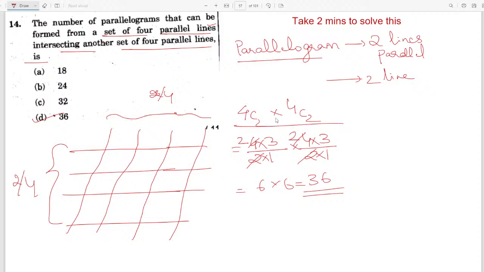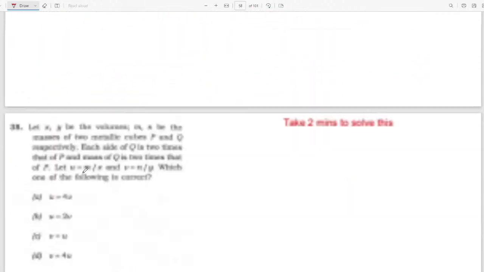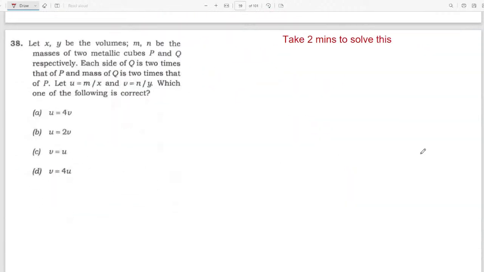I hope, Varun, this is clear. And Prajwal, if there is any doubt, please ask. Okay, then we'll move to the next question. Take 2 minutes to solve this question.